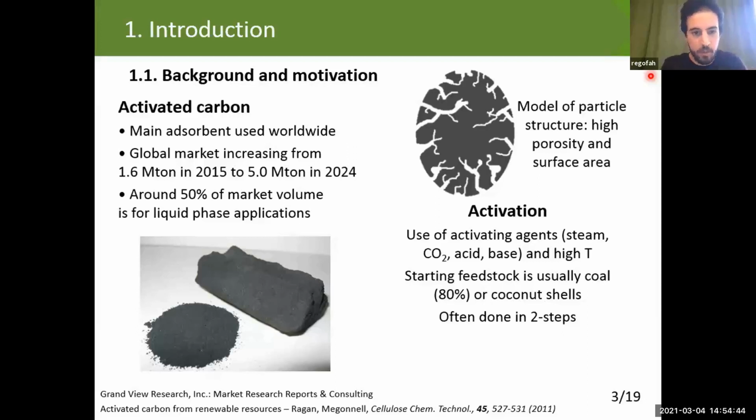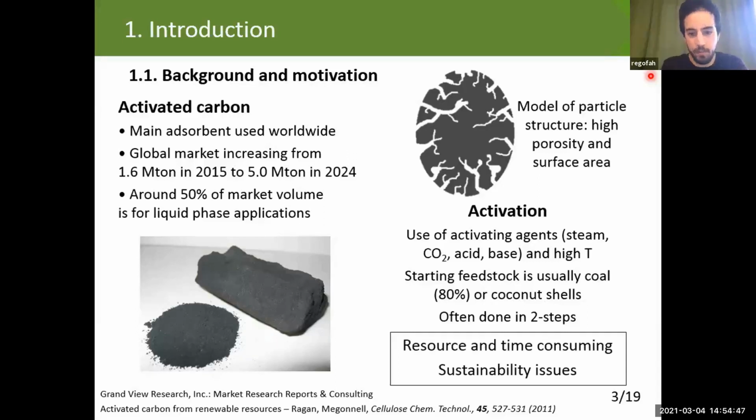There's lots of research around this because this process is resource and time consuming. If you're using strong acids or bases, you're creating waste streams which are harmful. You're using lots of energy for a long time as well. And there are sustainability issues regarding using coal, which is a fossil fuel, and also coconut shells, which are not available everywhere, of course. So there has recently been plenty of research around developing novel materials for adsorption and replacing activated carbon.